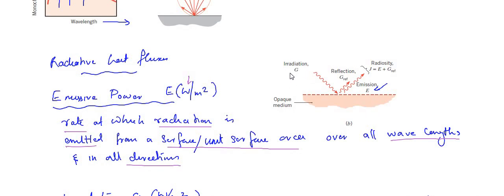So if you look at the figure that is given above, this is the irradiation. You have a surface here, which is written as opaque medium. We'll see what an opaque medium is after explaining this. So irradiation means all the radiation coming in and hitting the surface. That is called the irradiation per unit area, and whatever is emitted from the surface is the emission.